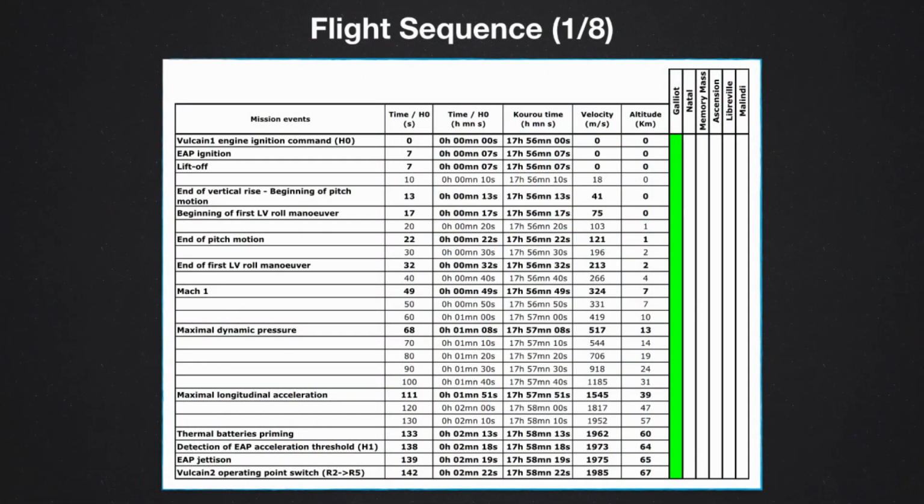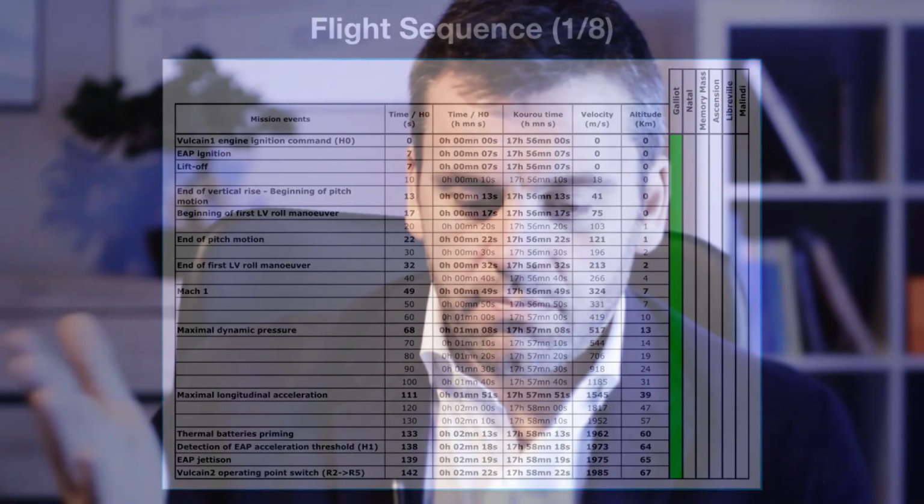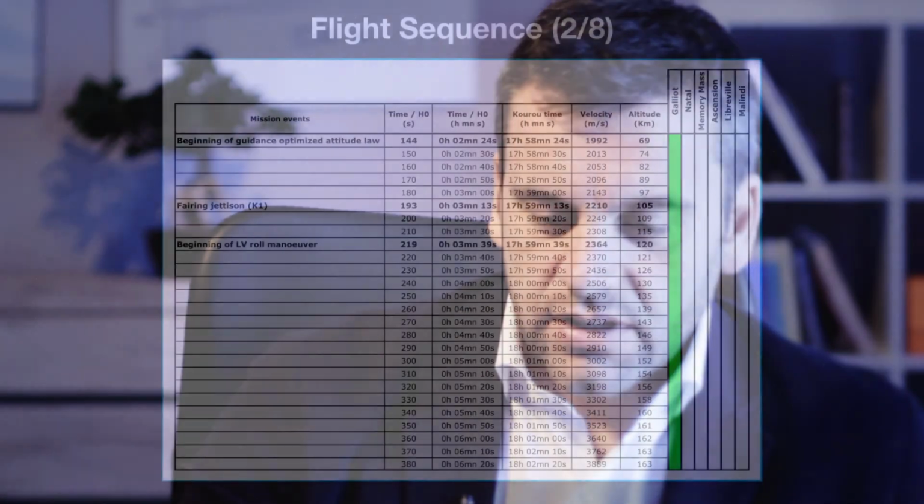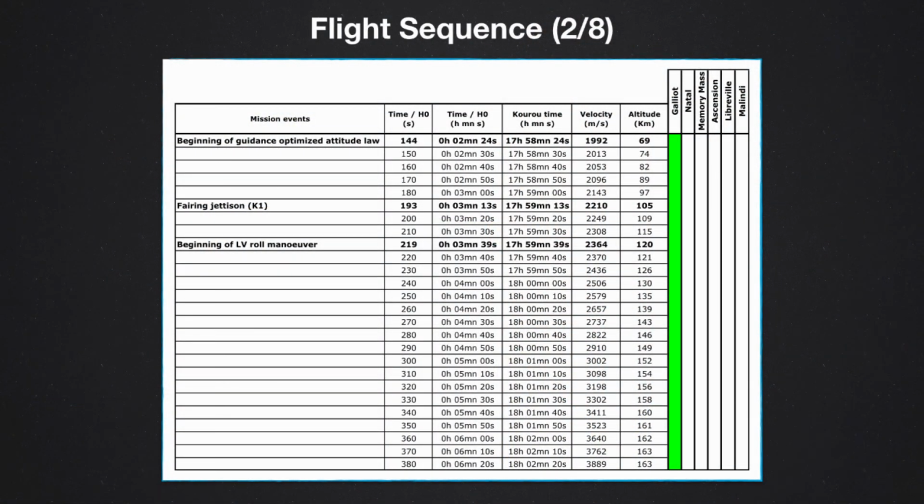And you have different events: you have the EAP ignition, the lift-off, the end of the vertical rise, you remember the verticality constraint I was talking to you about, and the beginning of the pitch motion, and then you have Mach 1, so the first time you reach sound velocity, maximum dynamic pressure, maximum longitudinal acceleration, EAP jettisoning, and you have all different kinds of events that you can place exactly at any given time. So this is the idea.